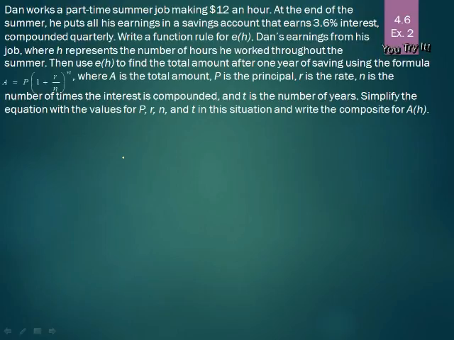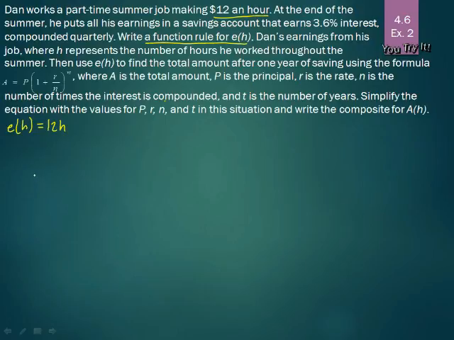Okay, so let's just start with the first thing they ask us. They first ask us for a function rule for E of H, and we know that E of H is his earnings, and we're also told that he makes $12 an hour. We could make a table for this and list out the different hours and how much he would make, but we can also just think, well, $12 an hour, we know that the total amount he'll make is just $12 times the total number of hours H. So E of H equals 12H.